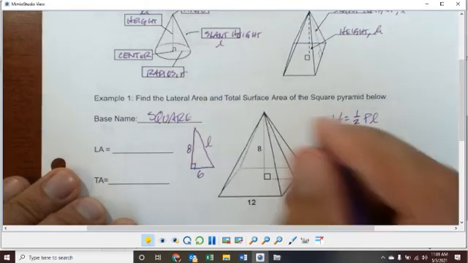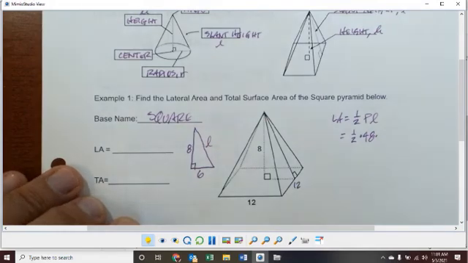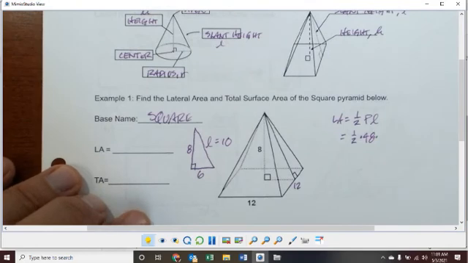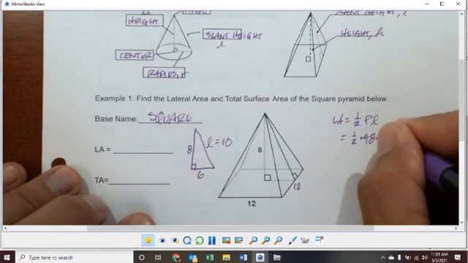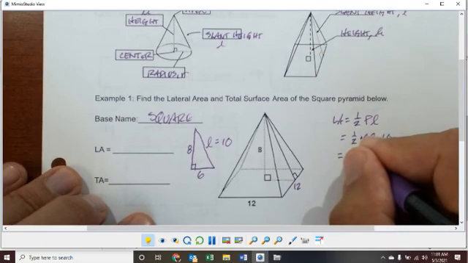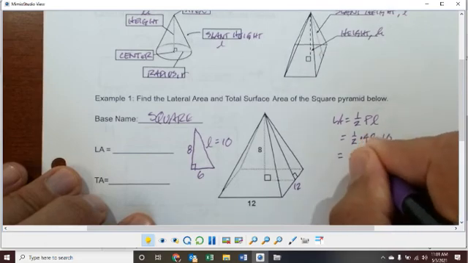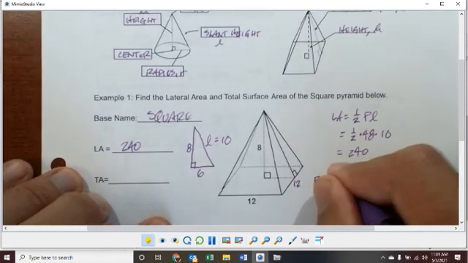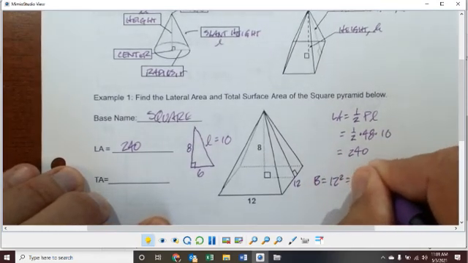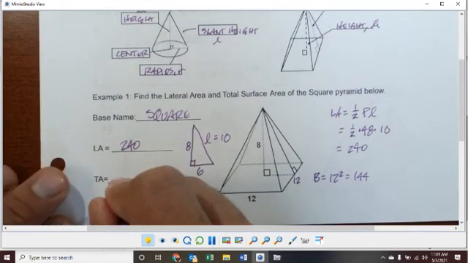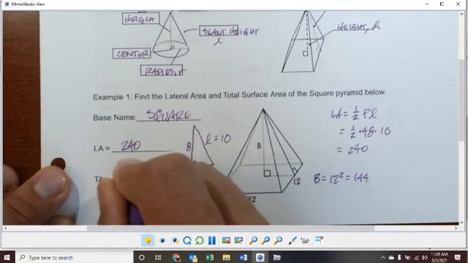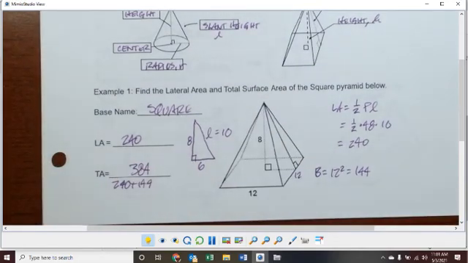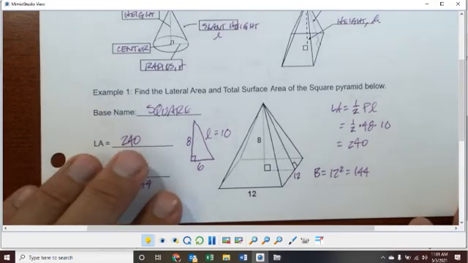So this is 6. If that's the case, remember your Pythagorean triple. That means that L has to be 10. 6, 8, 10 is a Pythagorean triple. It's a multiple of 3, 4, 5. So 1/2 times 48 times 10, which is 24 times 10, which is 240. So our lateral area is 240. The area of the base is 12 squared, which is 144. So this is 240 plus 144, which is 384. Just like that. So that's lateral and total surface area of a square pyramid.